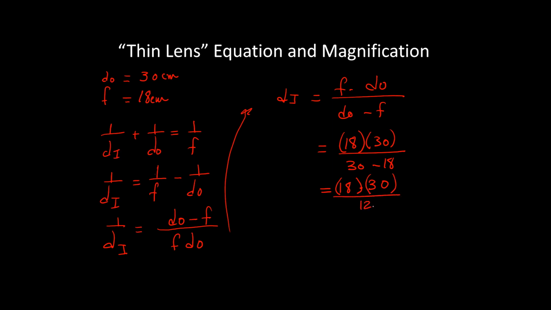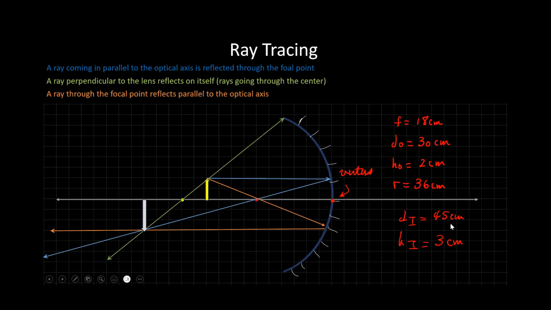This is 12. So we can easily divide this by 6. Give me a 2. This gives me a 5. And then the 18 by 2 gives me a 9. 9 times 5 is 45 centimeters, which is what we got over here, roughly.